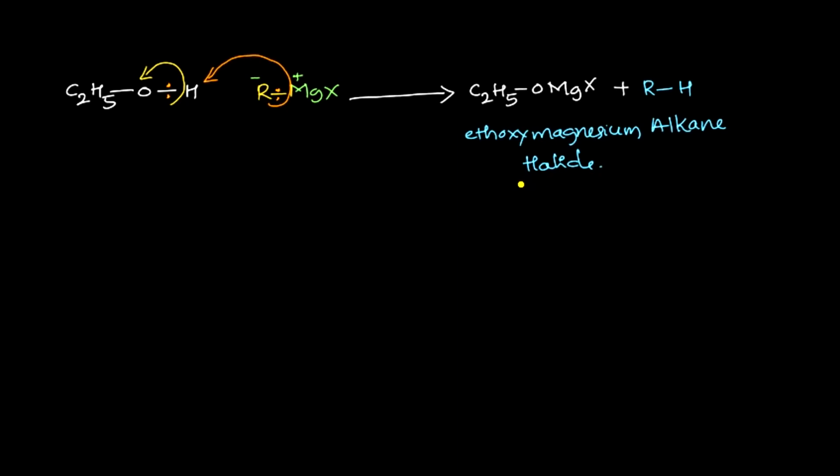In these reactions, the order of reactivity depends upon the degree. That is, primary alcohols are more reactive than secondary alcohols, and secondary alcohols are more reactive than tertiary alcohols. The reason is the acidity. Stronger the acid, greater the reactivity.